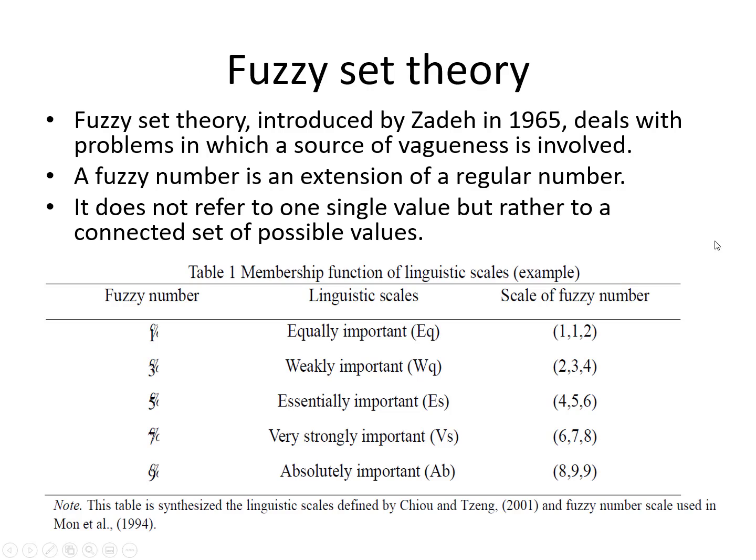Fuzzy set theory, you know, was first developed by Zadeh in 1965 to deal with problems in which a source of vagueness is involved. We have already discussed that when the situation is blurred, when the situation is uncertain, you do not know. And I have already discussed that in binary we just say yes or no.